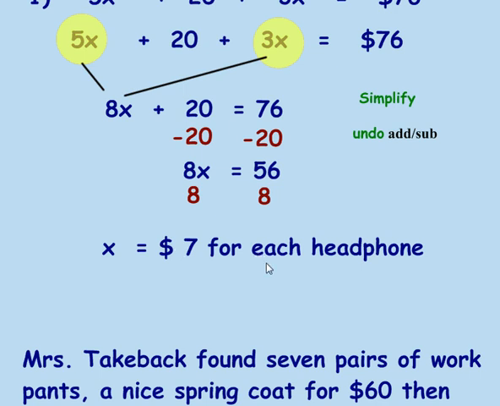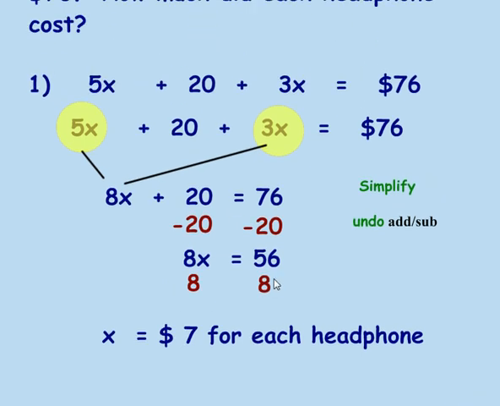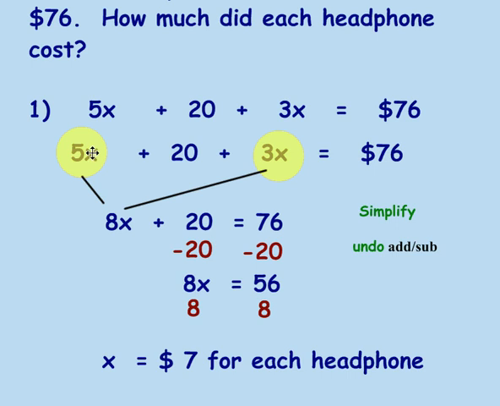First couple times you're doing this, I would suggest that you go back and plug it back into the original equation, because if you accidentally subtracted these, it wouldn't work out well. So 7 times 5 is 35. 35 plus 20 is, got it, 55. 7 times 3 is 21. We'll add that 21 to that 55. You're going to get 76.